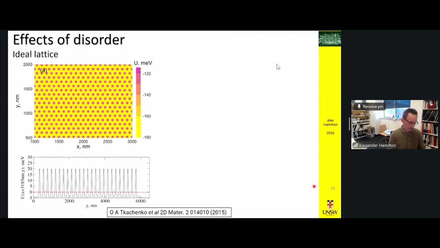So if you're talking to a theorist, they say, well, here is the potential modulation that you're going to create with your gates. It's perfectly periodic. The dashed line is where the Fermi energy is, so there's this very strong modulation. And if I calculate in the 2D xy plane what the potential is, it shows this honeycomb triangular lattice.